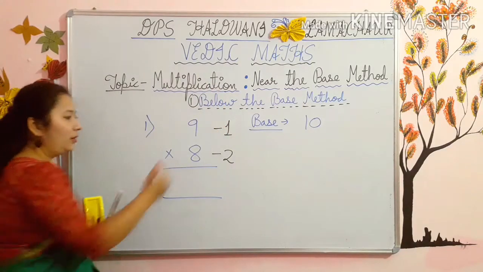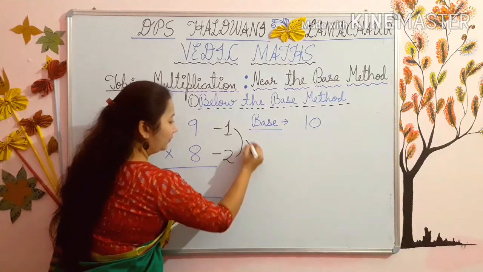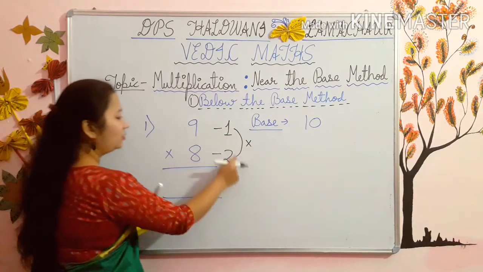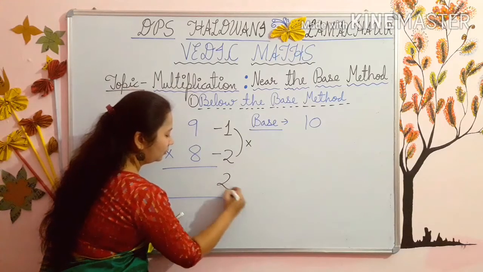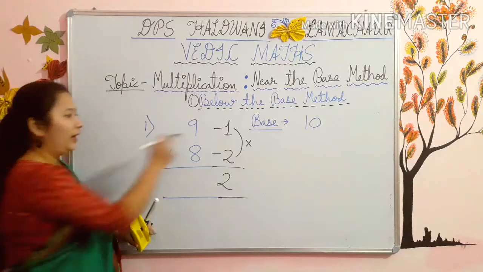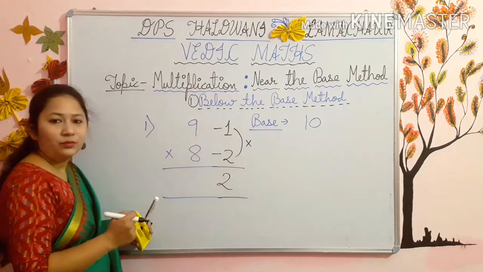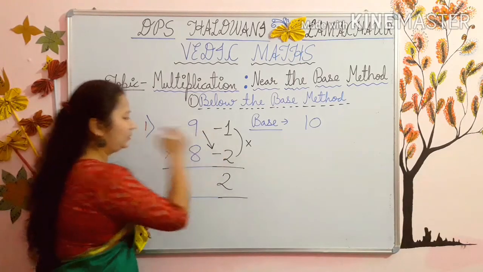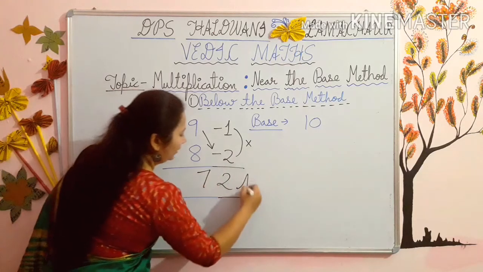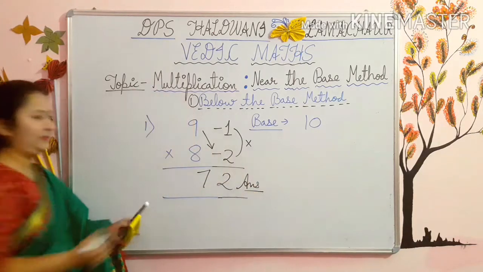Now it's done. Now you have to multiply these both with the sign. See, 2 ones are 2. And 9 minus 2. And then you have to do like this. The last step: 9 minus 2, 7. And this is your answer.